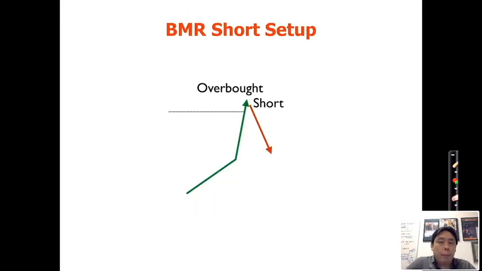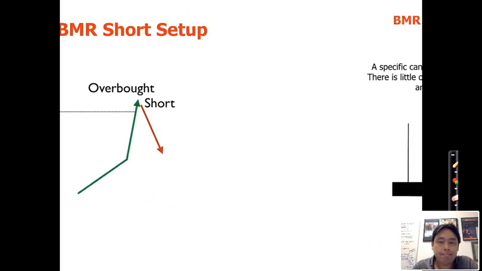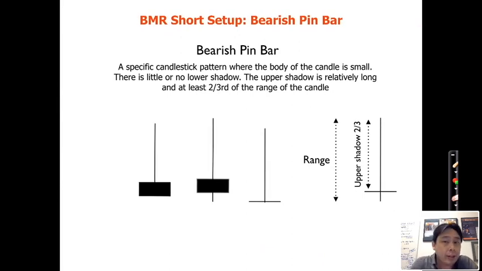Alright, moving on to the BMR short setup. So the reverse, we look at the bearish pin bar when we're going short. The bearish pin bar is a bearish reversal pattern. Remember that it's a specific pattern where the body of the candle is really small, and there's little or no lower shadow. The upper shadow for a bearish pin bar must be long, at least 2/3 the range of the candle.